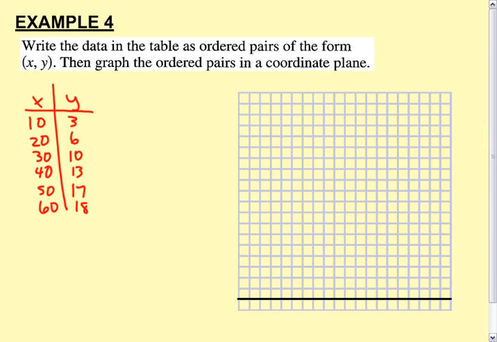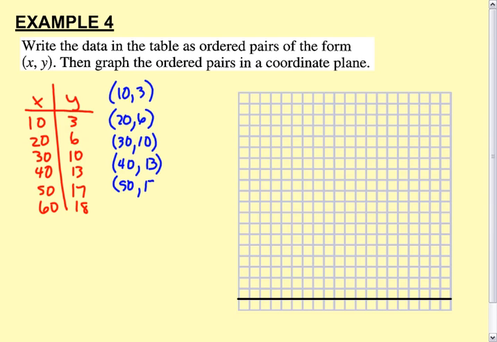Okay, it says graph the ordered pairs. So they asked me to write them as ordered pairs, so I'm going to do that. This is 10, 3. This is 20, 6. This is 30, 10. This is 40, 13. This is 50, 17. And this is 60, 18.